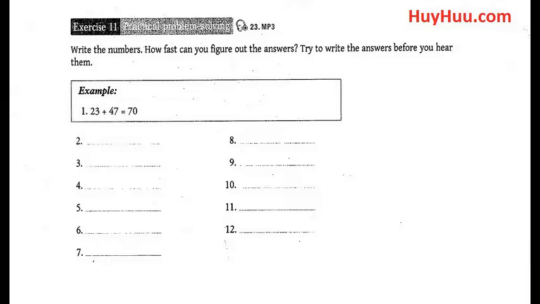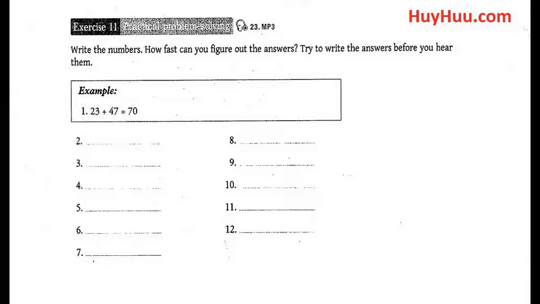Number 7. What is 28 divided by 7? The answer is 4. Number 8. What is 6 goes into 54? The answer is 9.